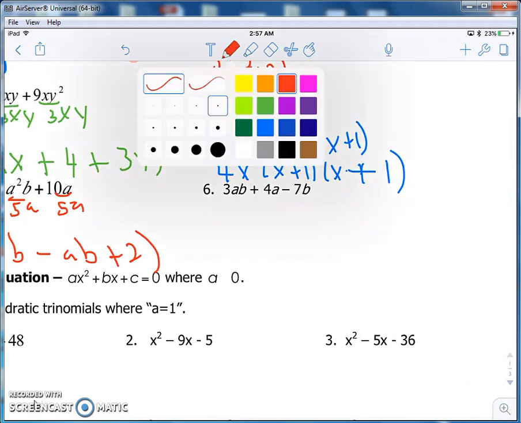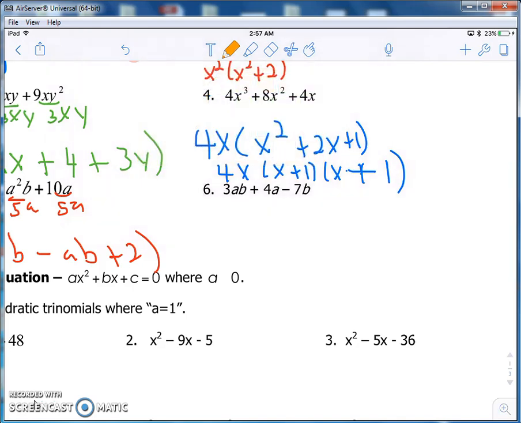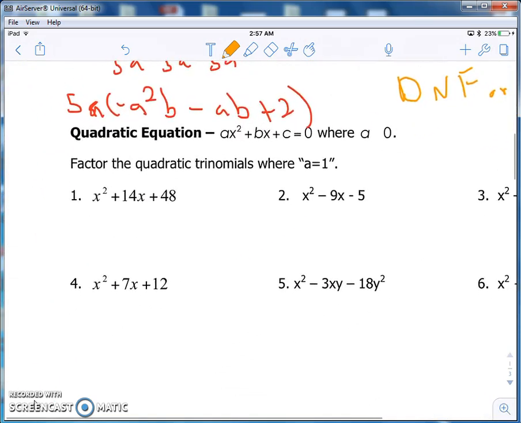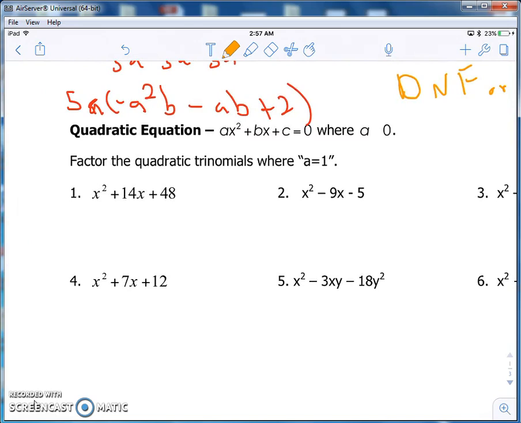And number 6 is a little weird. It does not factor. This is also called prime. So you can abbreviate does not factor, or you can put the word prime, either way. Alright, if you need to go back and look at those, go ahead and do so now. We're going to move on to factoring when a is 1.